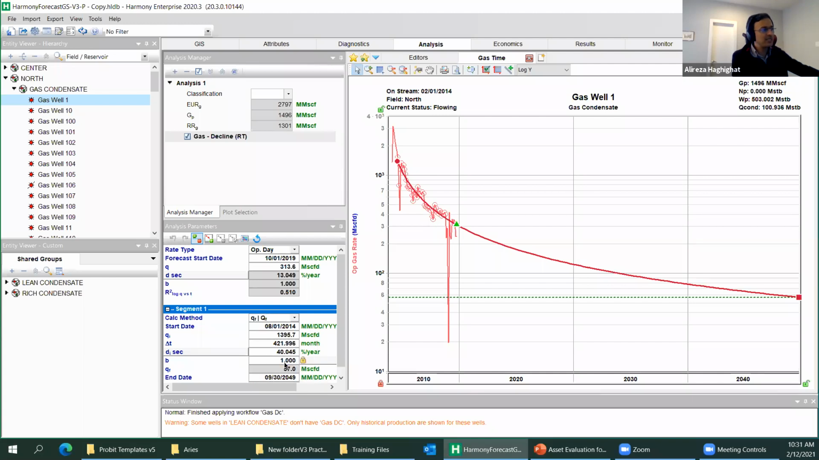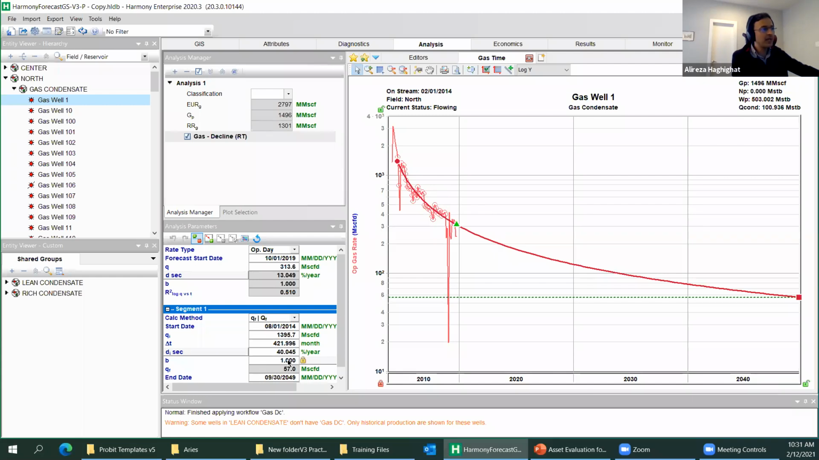You see, for this well, the QI or the initial rate is located here. So the initial rate is 1395 MCFD at this point. The well has the B factor of 1, and the initial decline is 40%, the decline at this point.